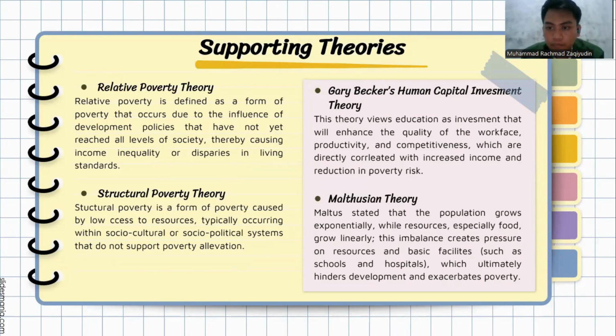is Relative poverty theory. Relative poverty is defined as poverty that occurs due to the influence of development policies that have not yet reached all levels of society, thereby causing income inequality and disparity in living standards. And number two, the structural poverty theory. Structural poverty is a form of poverty caused by low access to resources.